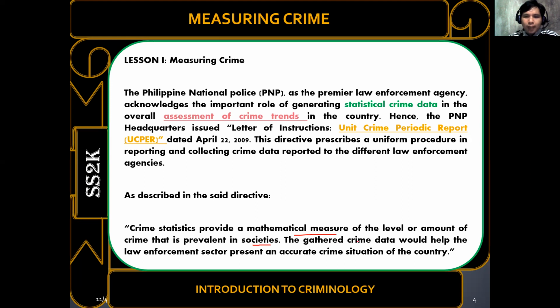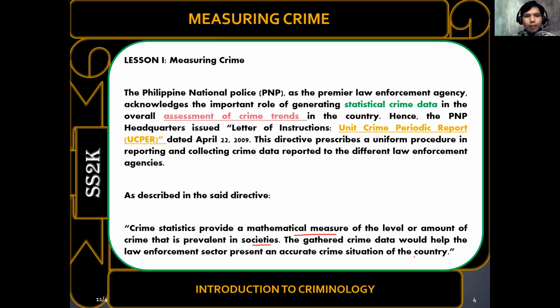Okay? So the gathered crime data would help in the law enforcement sector present an accurate crime situation of the country. So makikita nila kung ano nga ba yung pong situation tungkol sa crime dito sa ating bansa at para sa ganoon ay makagawa ng hakbang at makita kung ano ang prioridad doon po sa kanilang programa tungkol po sa pagsugpo sa iba't ibang klase ng krimen.